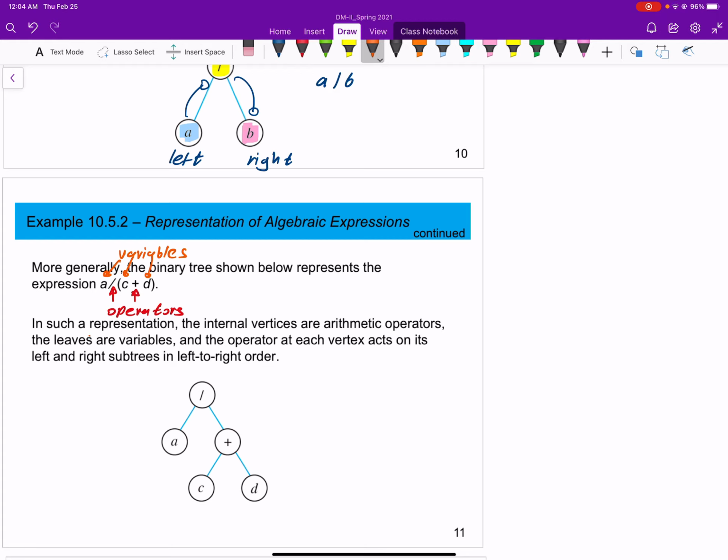So let me read this. In such a representation, the internal vertices are arithmetic operations. These are the internal vertices. They are always arithmetic operations. Internal vertices are arithmetic operations, and leaves are variables. Those are the leaves. And the operator at each vertex acts on its left and right subtrees in left to right order. Order is important.